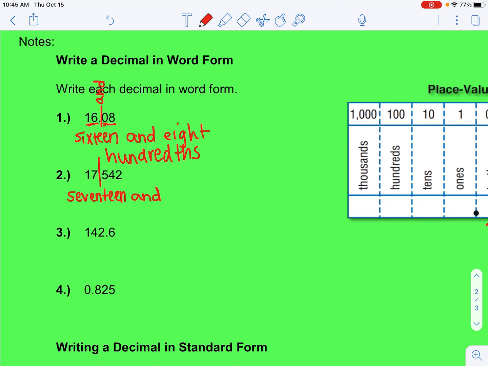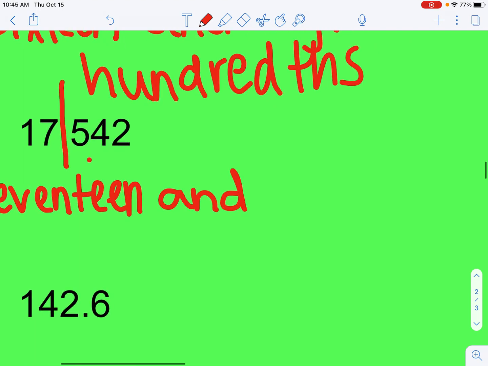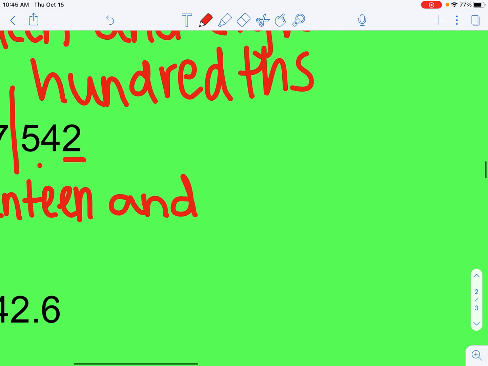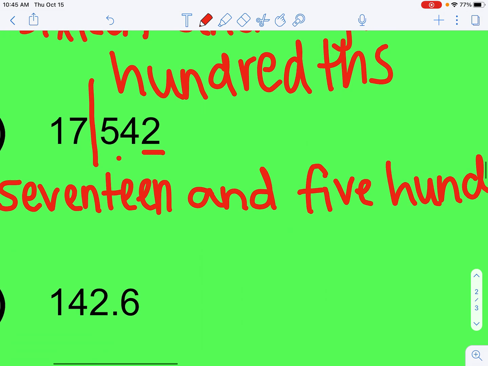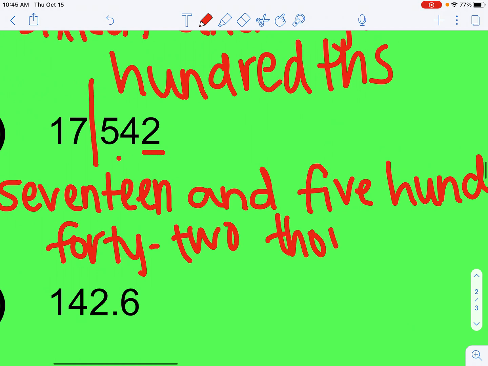So how we write this is I have 17 and I write it kind of similar to how I would write it if I didn't have a decimal place. So this is 542 thousandths because my last number is in the thousandths place. So 17 and 542 thousandths.